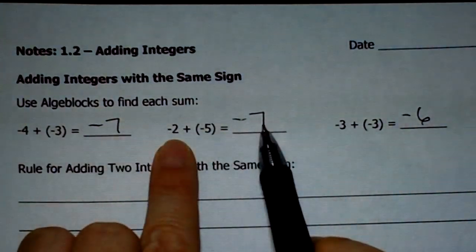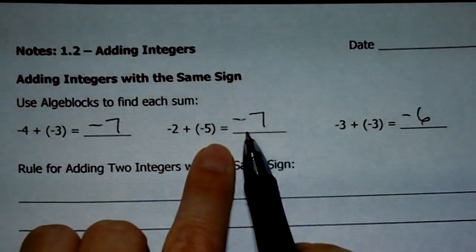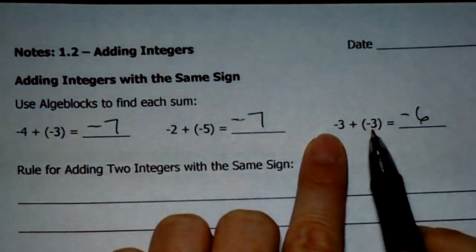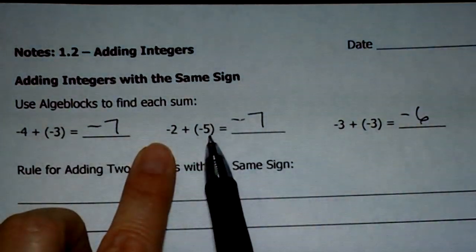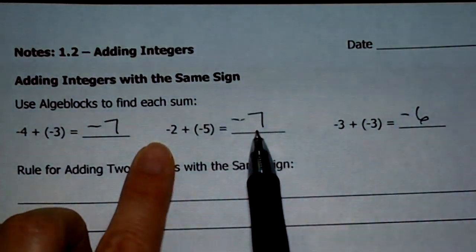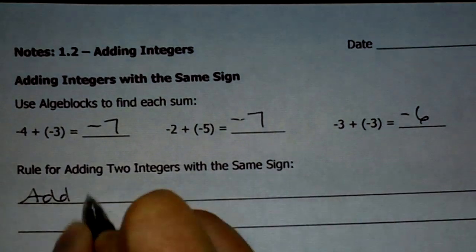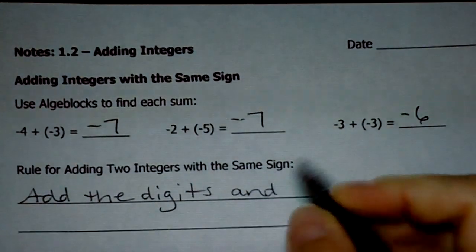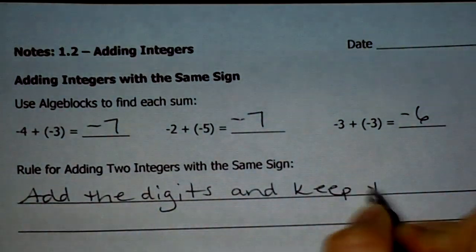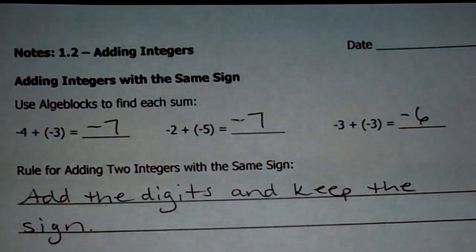Same thing here, 2 plus 5 is 7, and if they're both negative, your answer is negative, because if you have 2 negatives and another 5 negatives, they're still negative. And again, a negative 3 and another negative 3, add the 3's together, keep the sign. It's kind of like if you had 2 oranges and 5 more oranges, you have 7 oranges, not 7 apples, right? So keep the sign, add the digits normally. So I'm just going to say, add the digits, and keep the sign. It's as simple as that. Okay, so when the signs are the same, piece of cake.